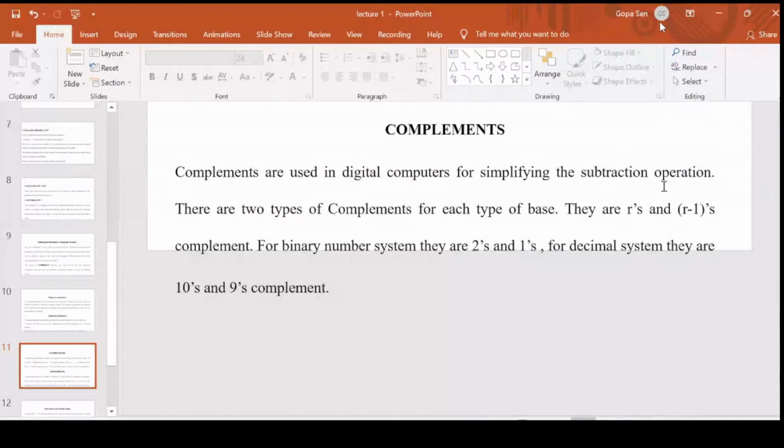So in the binary system, what will be the two complements? The zero's complement and one's complement. Sorry, ones and two's complement, not zero. R is 2, so there will be 2's complement and 1's complement. Whereas in the decimal system, it will have 10's complement and 9's complement. So you must be aware how to perform subtraction either in binary or decimal system by using either 2's and 1's complement or 10's and 9's complement.